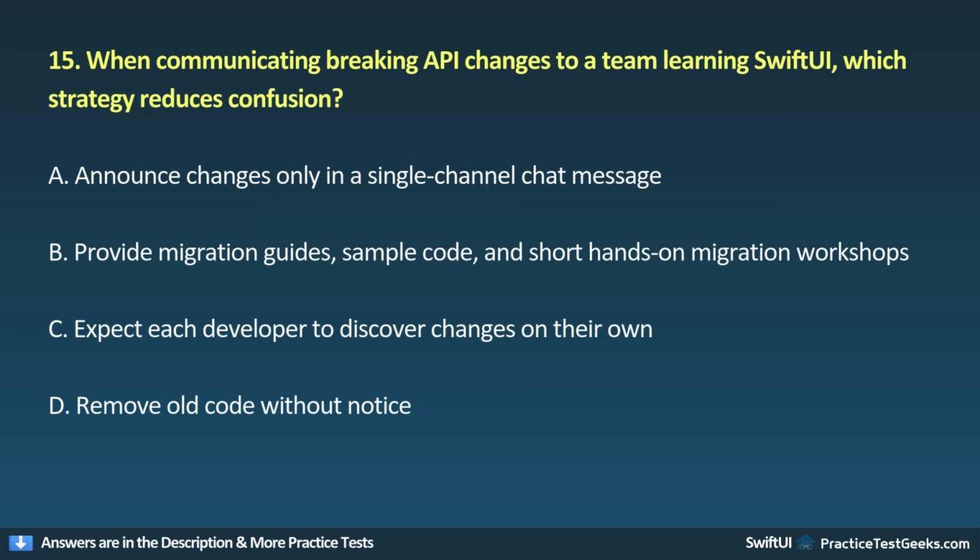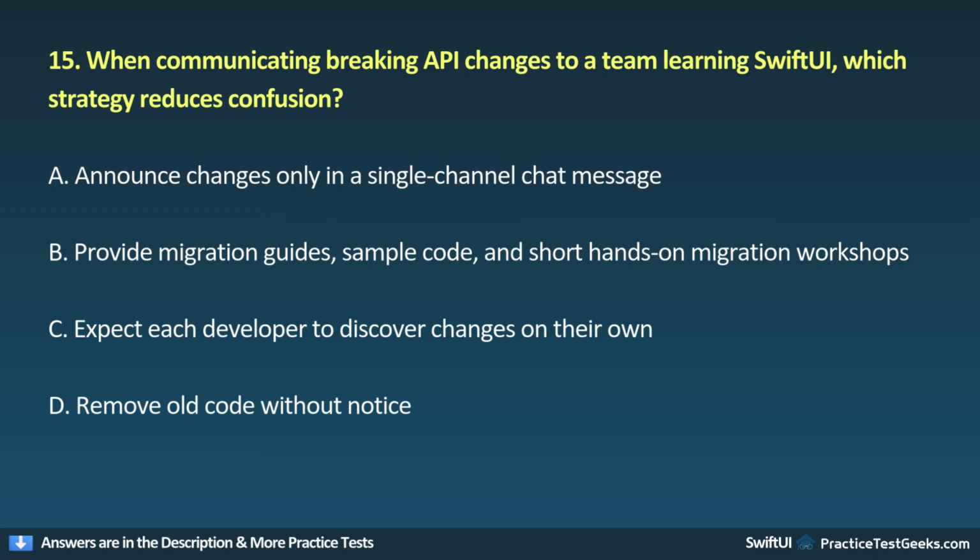15. When communicating breaking API changes to a team learning SwiftUI, which strategy reduces confusion? A. Announce changes only in a single channel chat message. B. Provide migration guides, sample code, and short hands-on migration workshops. C.